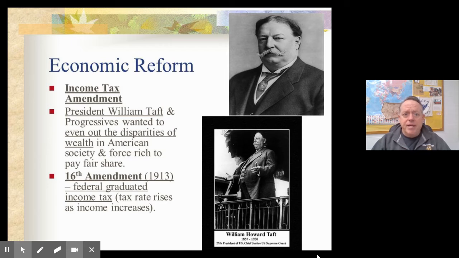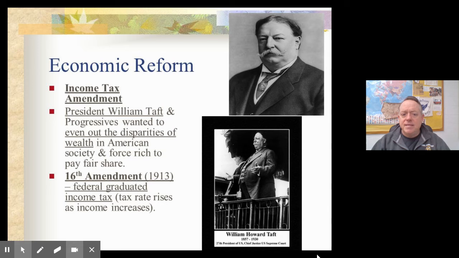Taft, his big thing was the 16th Amendment. Okay, this is the income tax, and this is going to slowly replace the main function of making money for the government, which has been tariffs during the 19th century. So this is a major change in the 20th century. Tariffs, which we've talked about a ton, and I'll talk about again in a minute here, were how the federal government made money. But now income tax is going to be the primary driver of government income.